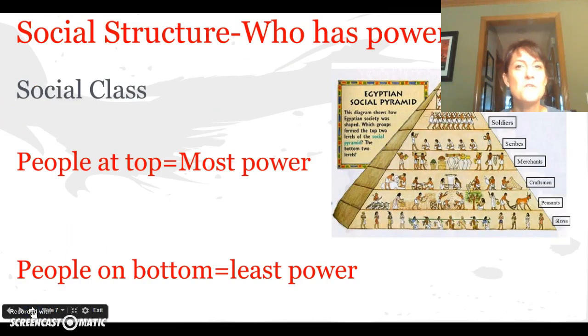Our final slide is social structure. Social structure means who has the most power. So you can see off to the side, this is an Egyptian social pyramid. We call it that because at the top it's very tiny, and the person who would have had the most power was the pharaoh. And then as you go farther down, you get more and more people with less and less power. So down here we have the peasants and the slaves making up the majority of the population, but with the least amount of power. So in today's world, you might think about social structure in terms of at school, who would have the most power, who would have the least power, and at home, who would have the most power and who would have the least power. Okay?